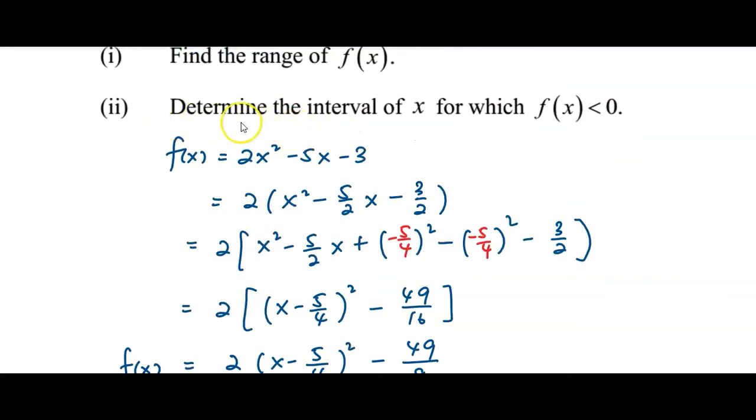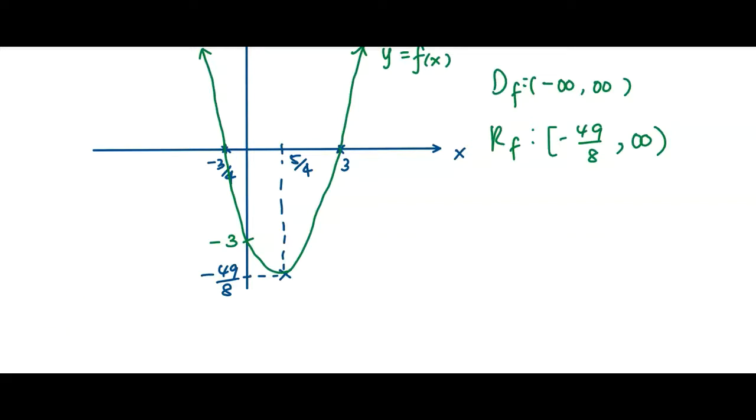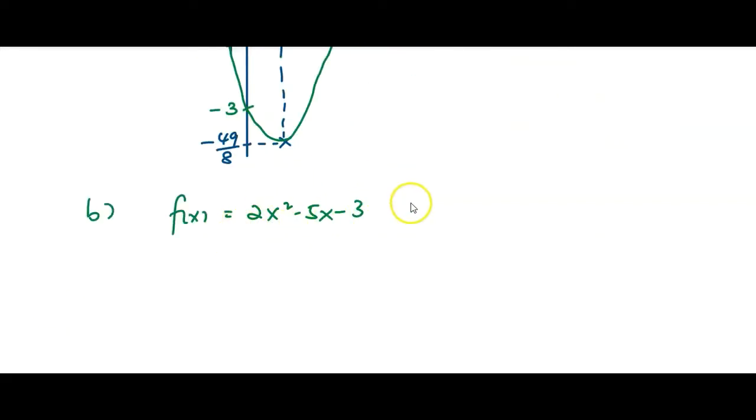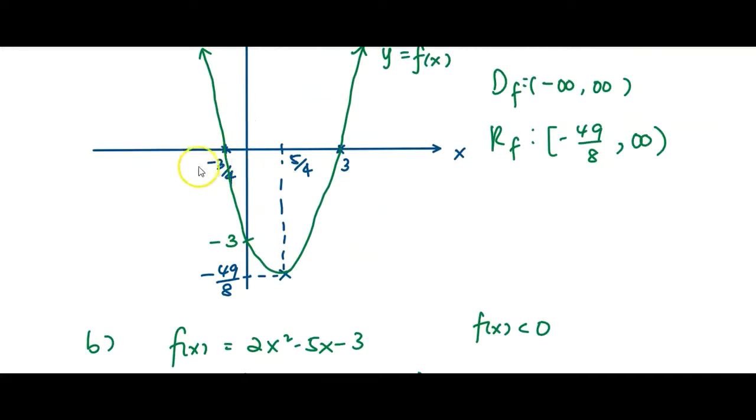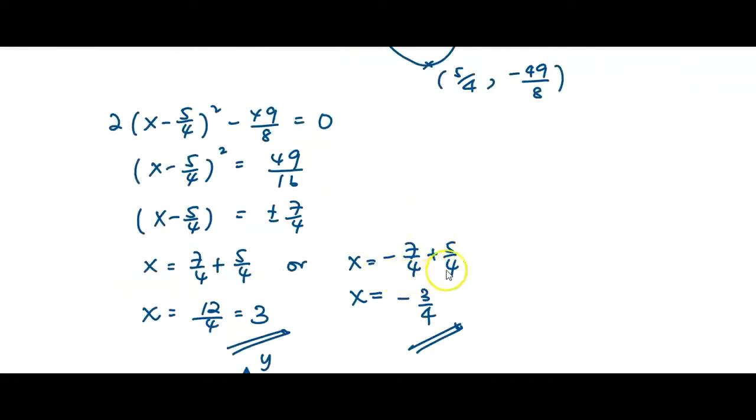And the second question asks us to determine the interval of x for which f(x) is less than 0, meaning that we are going to solve the inequality involving this quadratic. To solve f(x) less than 0, I'm going to factorize this first, because what I can see is the root is a very nice number, so I can be sure that this function can be factorized. Sorry, I have made a mistake over here. Just now when I got the roots for the function, I got it wrong here. Negative 7 over 4 plus 5 over 4, it should be negative 1 over 2.